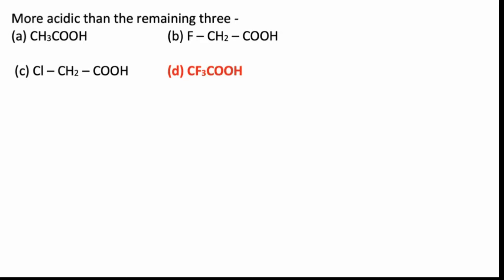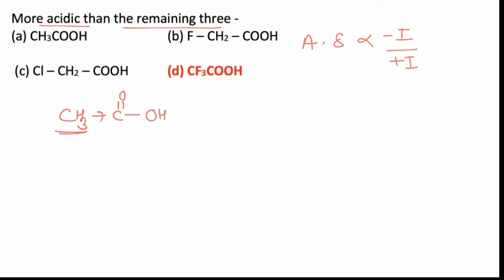In this question we have to find which is more acidic than the remaining 3. Now acidic strength depends on the minus I group. With increasing minus I group, acidic strength increases. Now if we take the first option, CH3COOH, this CH3 has a plus I effect, so in case 1 a plus I effect is present. In case B, FCH2COOH, this fluorine group has a minus I effect, so due to the minus I effect acidic strength is increased.